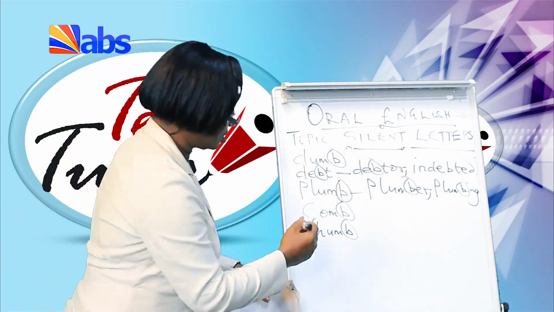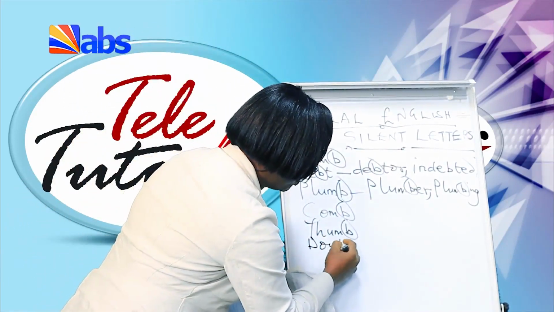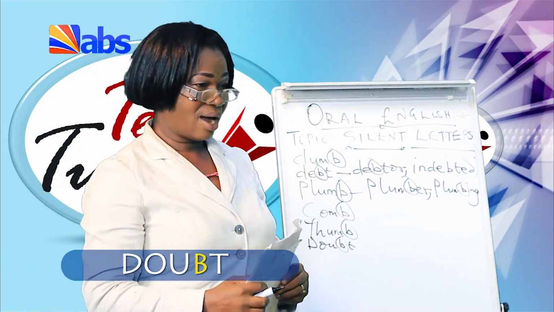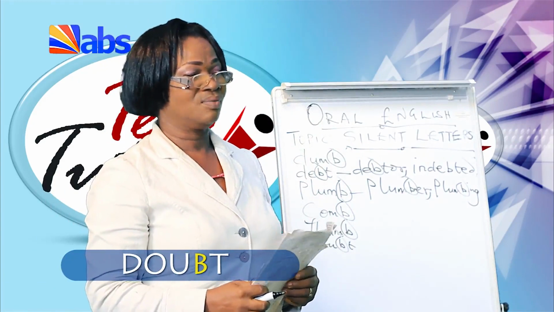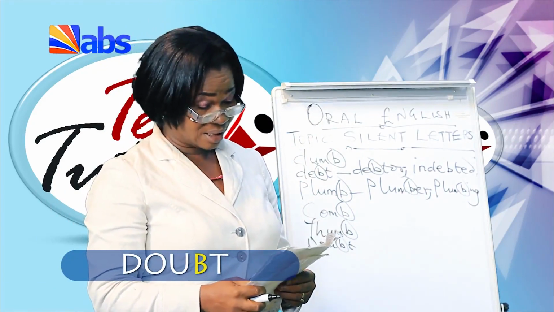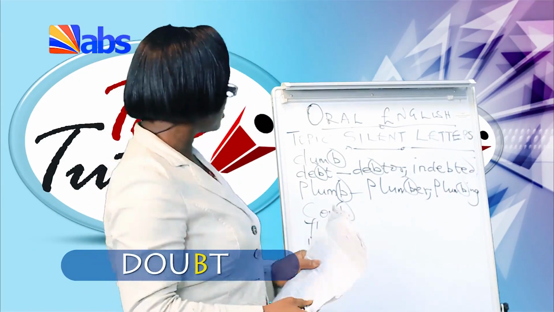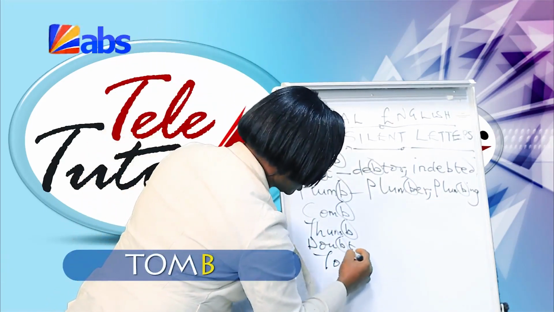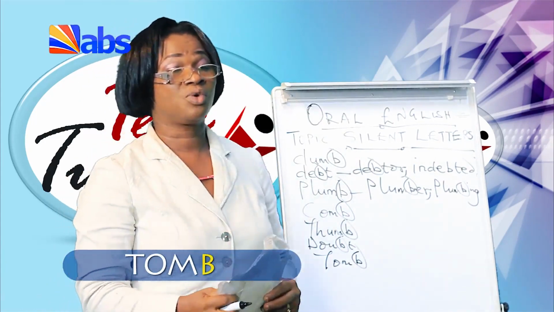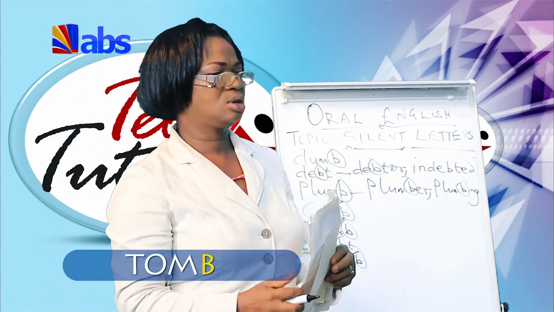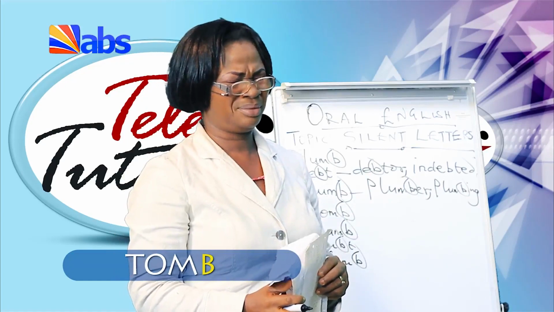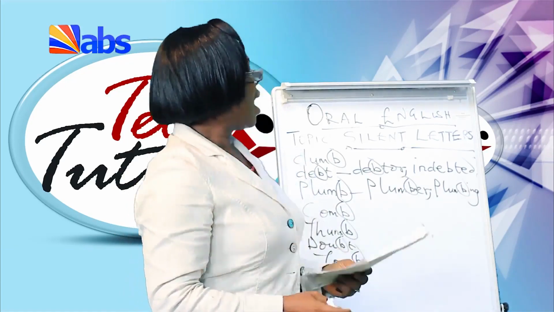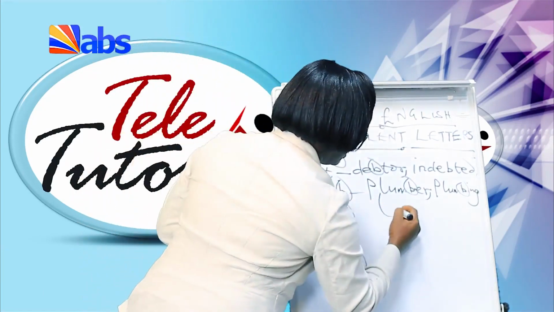Then we have doubt. D-O-U-B-T. Can all of you say doubt? Doubt. You know that B is silent in doubt. Have you thought of tomb? T-O-M-B. Do you know what a tomb is? It is pronounced tomb, not with a B sound. There's no B in tomb. It's simply tomb.